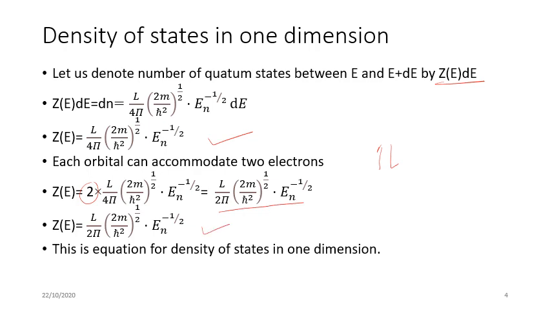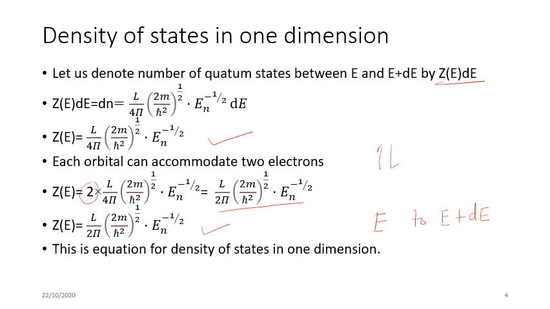This equation, which is represented as Z(E) equal to L upon 2 pi into 2m upon h cross square raised to 1 half into E raised to minus 1 half, gives me the density of states in one dimension. That means the number of energy levels which can exist between energy E and E plus dE. So if I know the energy and a small change in that energy, in between those energy levels I will have a number of energy states which can be determined by this equation.